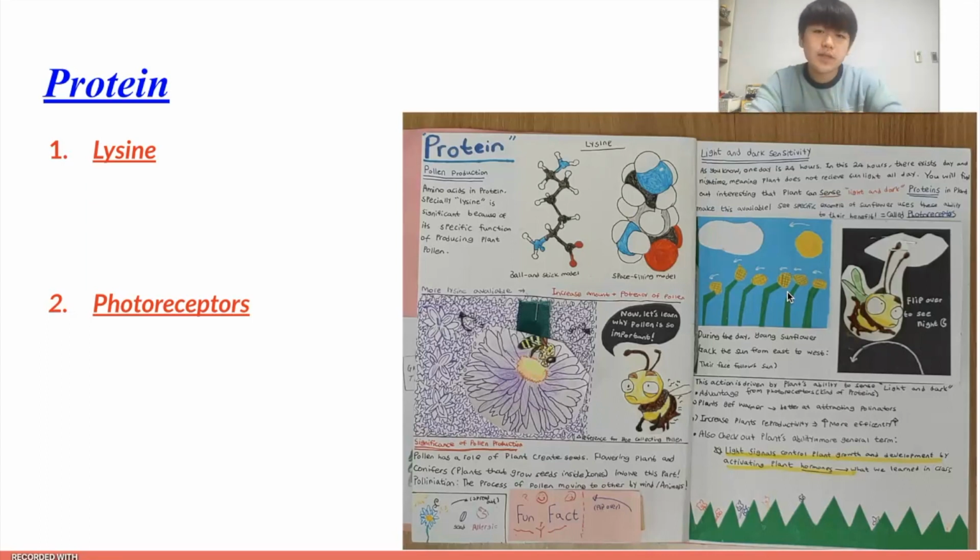So this is for the sunflower, and what is a more general term for other plants? I highlighted it here, you can also read with me. Light signals control plant growth and development by activating plant hormones. Because they can sense the light, they activate plant hormones. Plant hormones are also what we covered in biology class. They give growth to the plant, and this is how it connects to my theme.